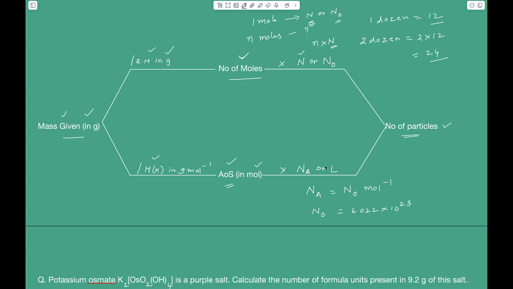Same in this flow also. If you divide the mass with molar mass, you would get amount of substance in moles. And 1 mole of any substance contains an Avogadro's constant of particles. Avogadro's constant is denoted by capital N with the subscript A or the letter capital L.